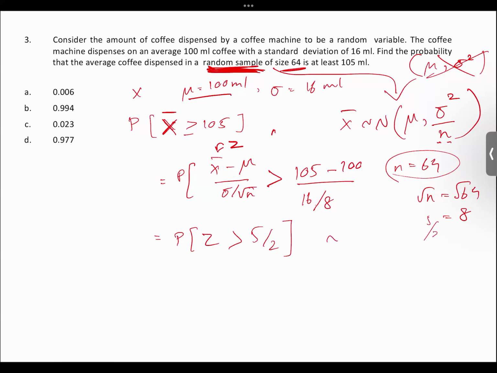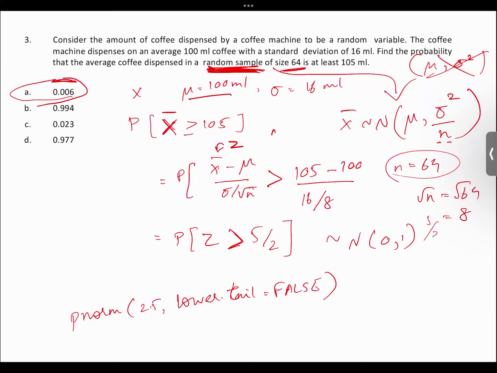So this follows a standard normal distribution. You can calculate this in R: pnorm(5/2), which is 2.5, comma. Because we have a greater than sign, you write lower.tail = FALSE. Now if you solve this, you'll get an answer of 0.006. So this is how you go about this kind of question.